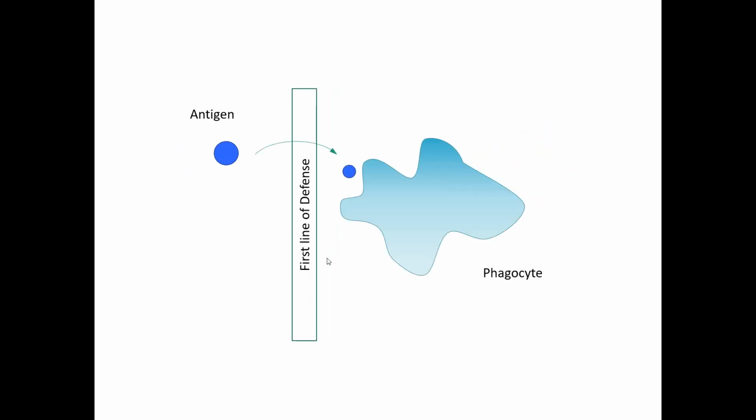So when an antigen invades that first line of defense and enters the body, those invaded tissues are going to call immune cells to the site of infection through chemotaxis. The phagocytic cells are going to be the first ones to arrive, and then they're going to encounter that antigen and bind it in order to engulf it through endocytosis.